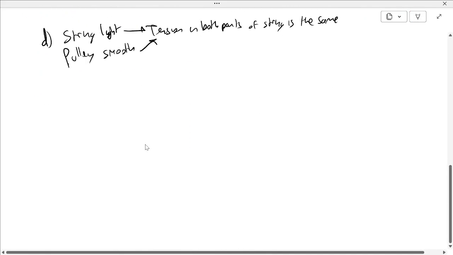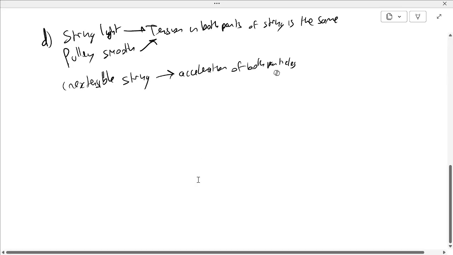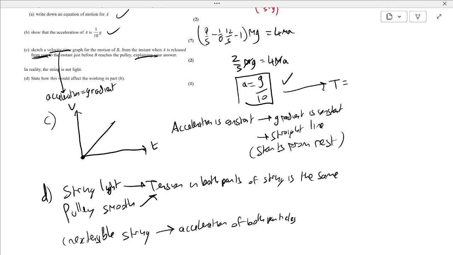It doesn't ask for it here, but just in case you ever do get asked, the inextensible string means that not the tension, but the acceleration is the same. The acceleration of both particles. Let's scroll up here. Acceleration of both particles is the same. So those are your 3 modelling assumptions in these questions, and then the effect it has on your working in your mathematics. I hope this is helpful.